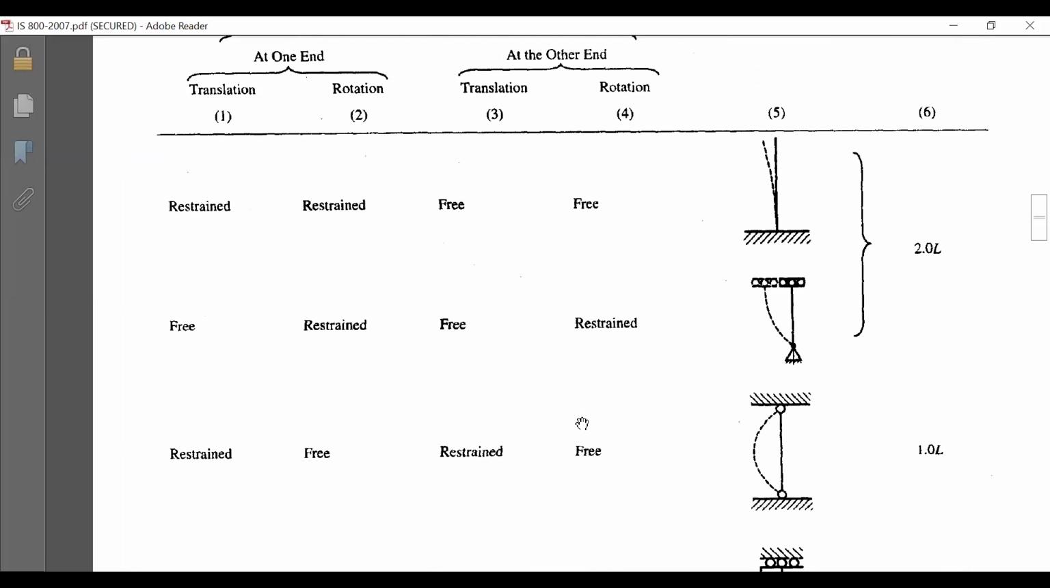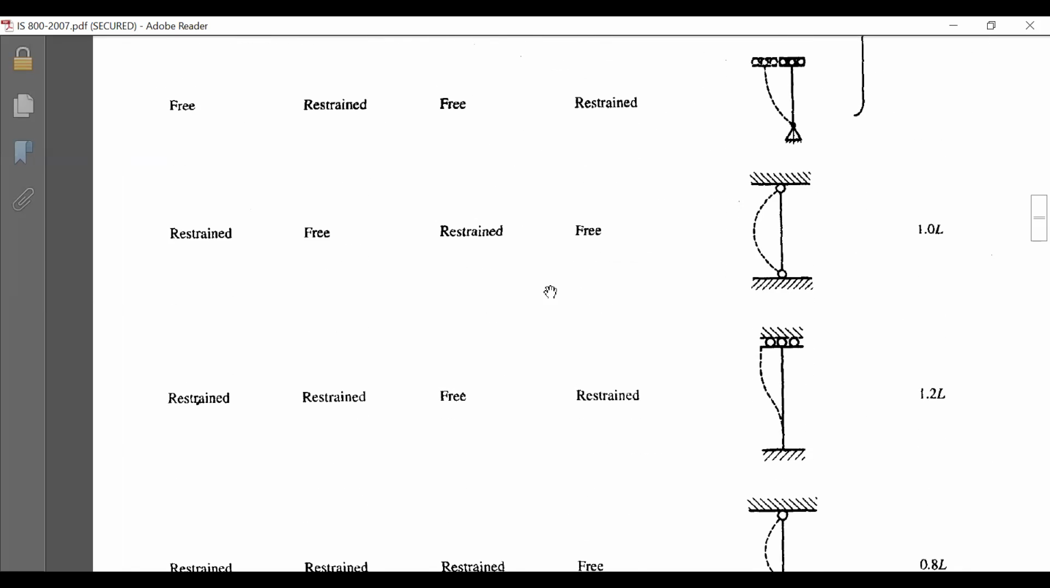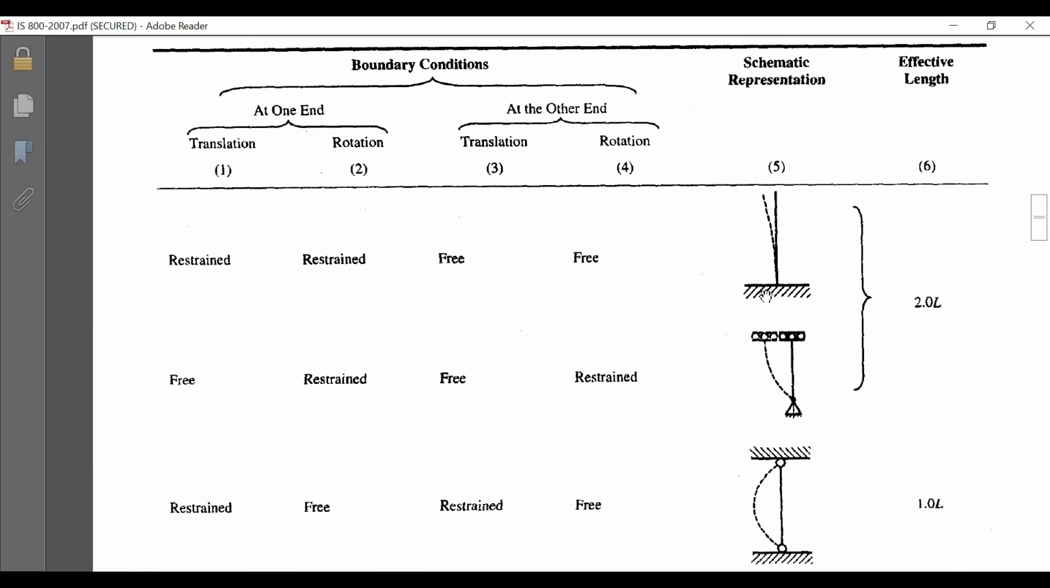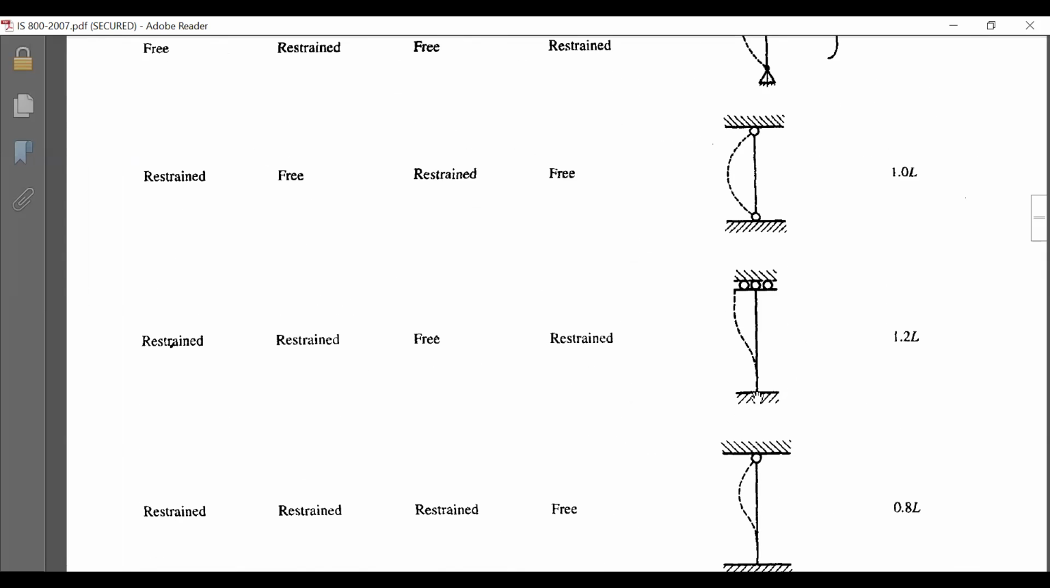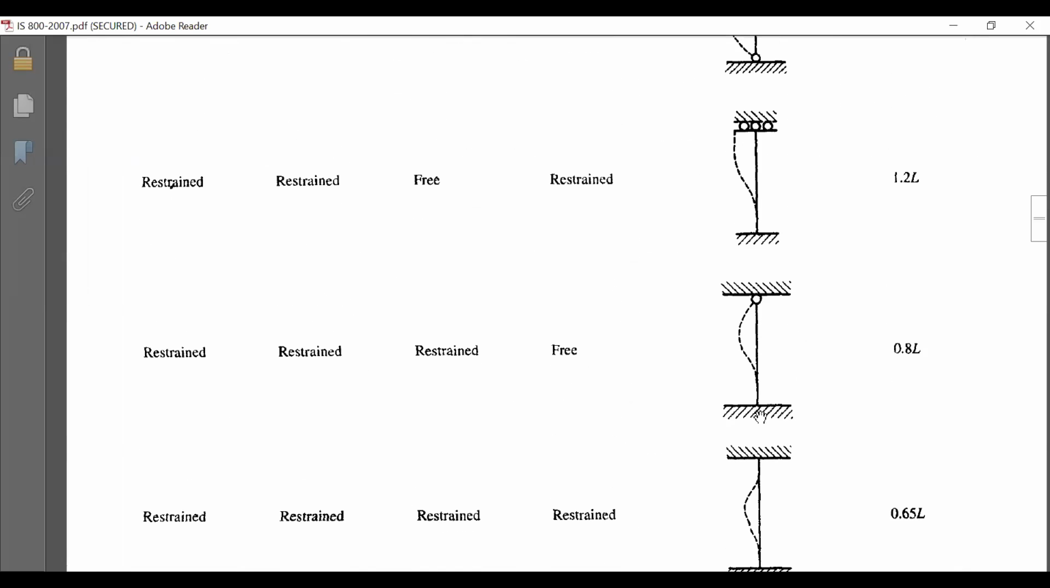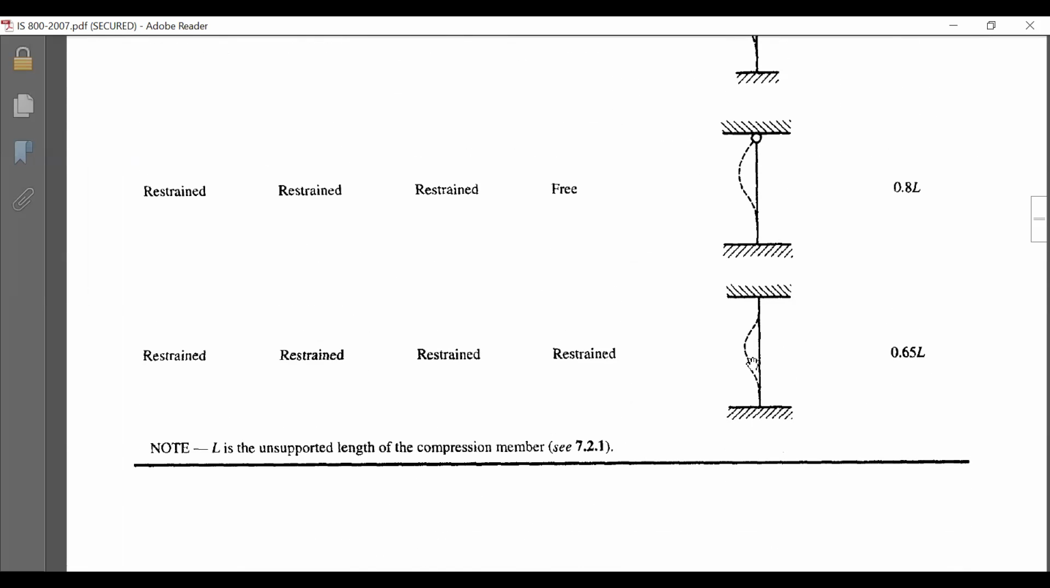So here, let's look at the both ends fixed condition. The first one is one end fixed, other end free. Here, one end is roller and the other end is hinge. In the third case, both ends are roller supports, and the next is one end fixed and the other end roller, and the other case is one end fixed and the other end hinged, and the last one is both ends fixed. So when both ends are fixed, what is the value of K?